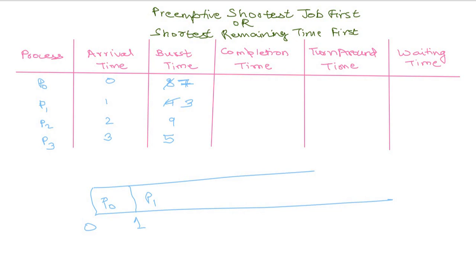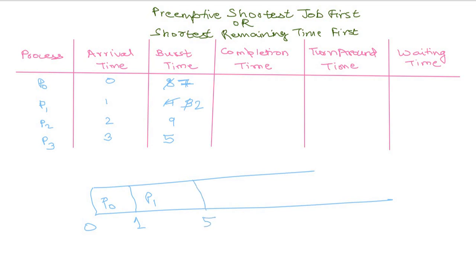Then at time 3, P3 arrives with a burst time of 5, and the remaining time for P1 is 2. Now we see 7, 2, 9 and 5. Still P1 is the least, so we allocate the time to P1 only. So the whole time is given to P1, and it finally finishes at time 5 units.